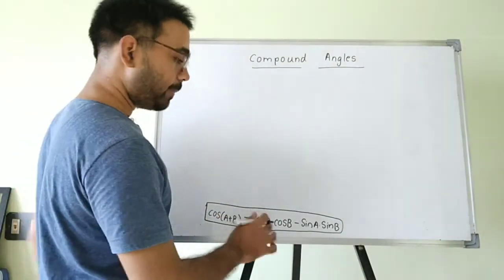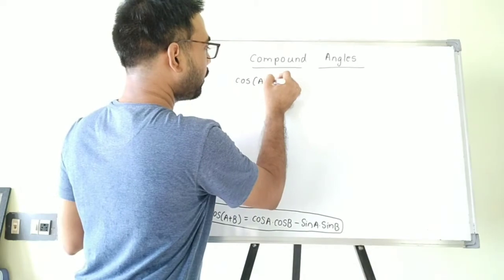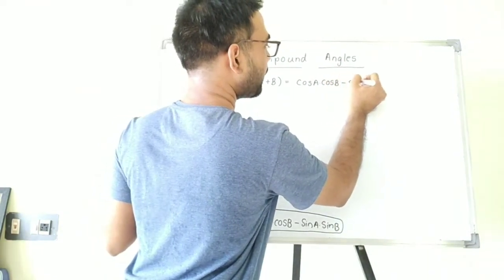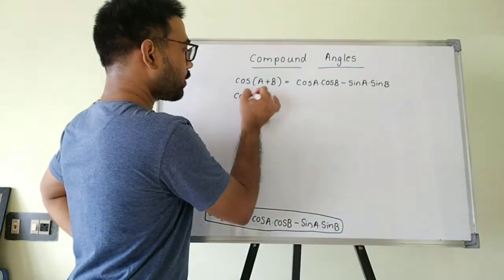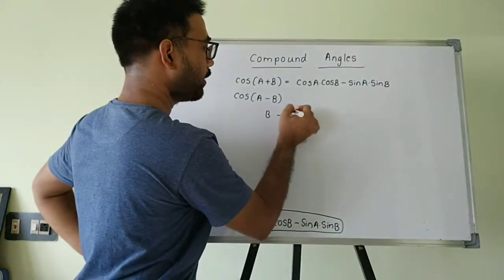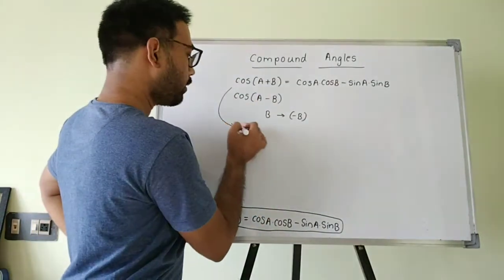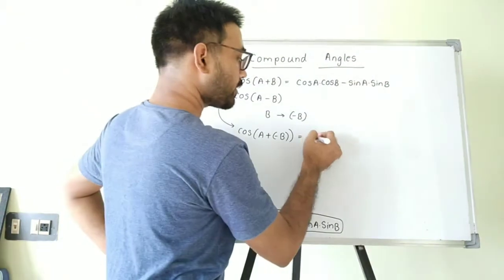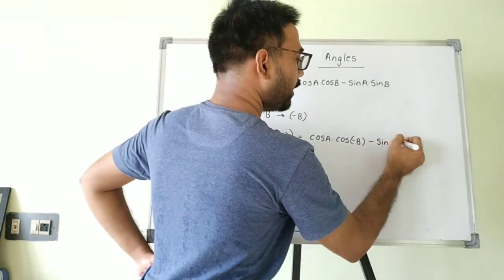Okay, next one is, with the help of this we can easily prove the cos of A minus B formula. So we got this formula, cos of A plus B is cos A cos B minus sin A sin B. So now if we want cos of A minus B, what we do is we just replace B with minus B. So in the first formula, just replace B with minus B. So this will become cos of A plus minus B is equal to cos A cos of minus B minus sin A into sin of minus B.